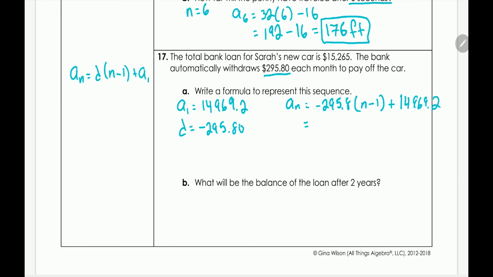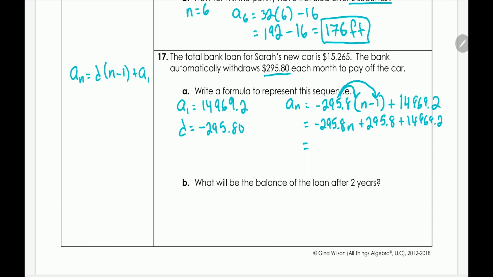Okay? Now with this, we have to distribute and combine like terms. So let's go ahead and distribute first. So we have negative 295.8 multiplied by n. That gives me negative 295.8 n. And negative 295.8 multiplied by negative 1 gives me a positive 295.8. Then we're going to add that 14,969.2.